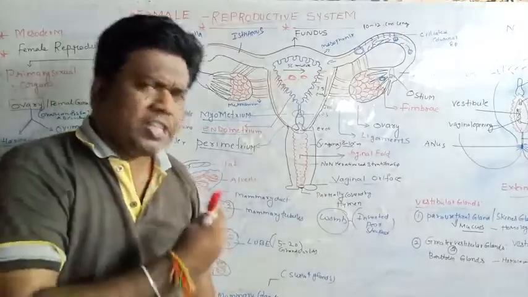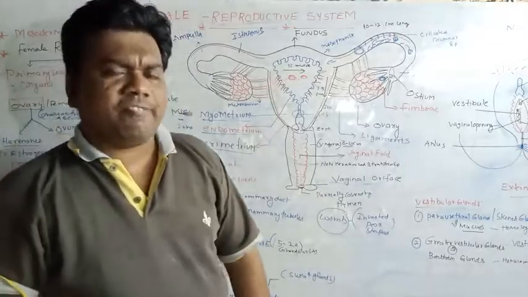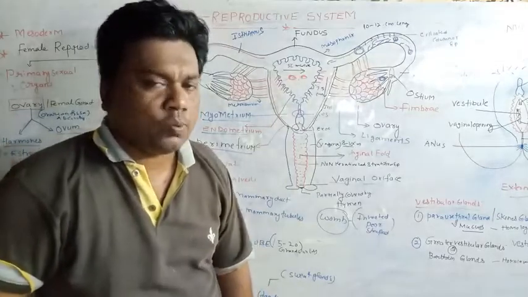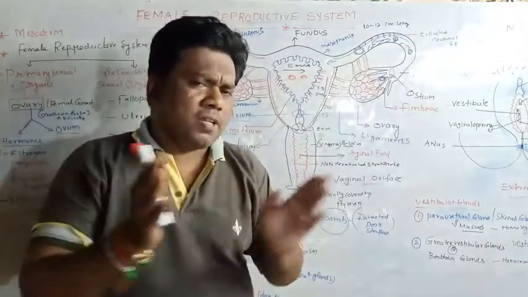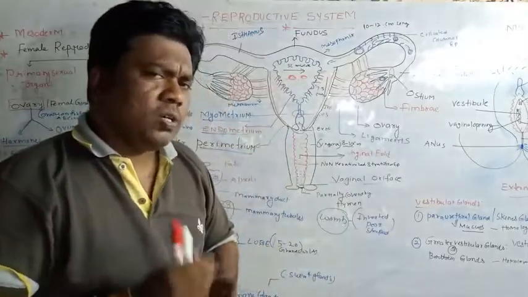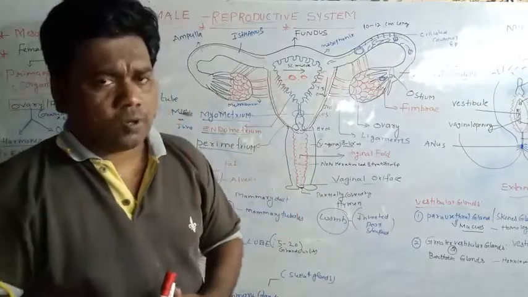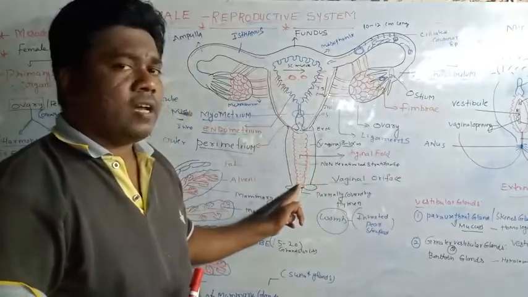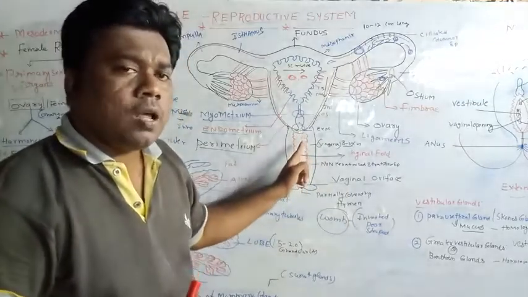What is the vagina? The female copulatory structure is called the vagina. It is a long muscular tube, about 8 to 10 centimeters long.